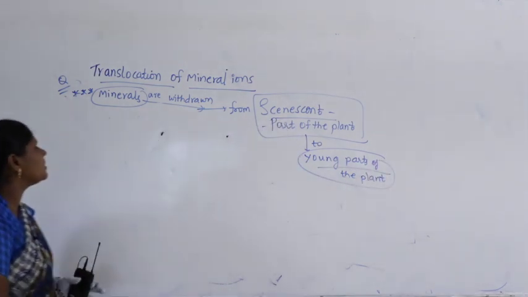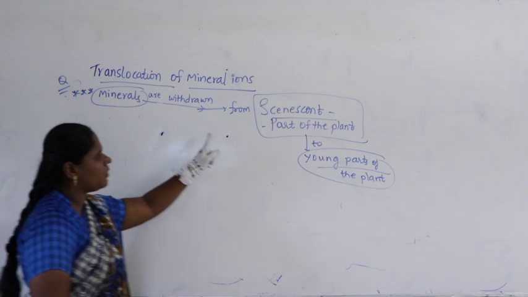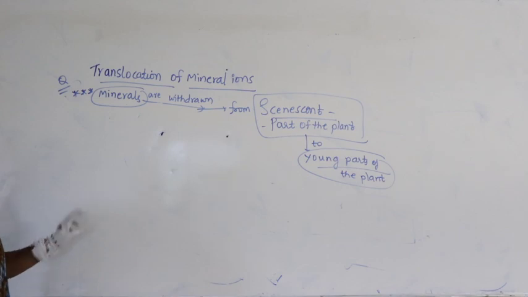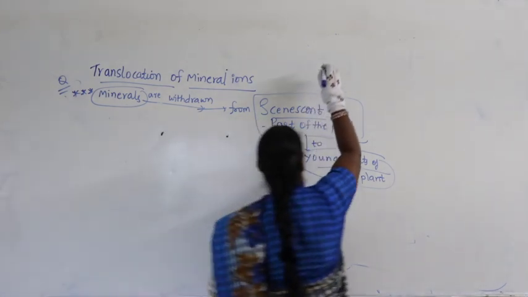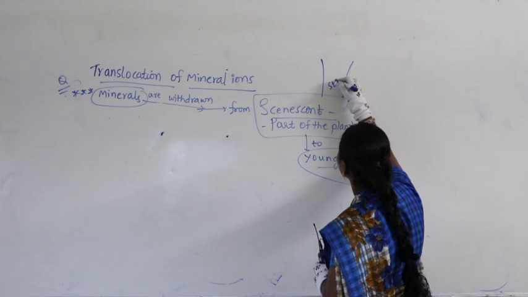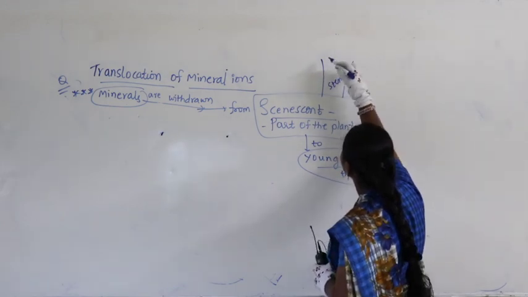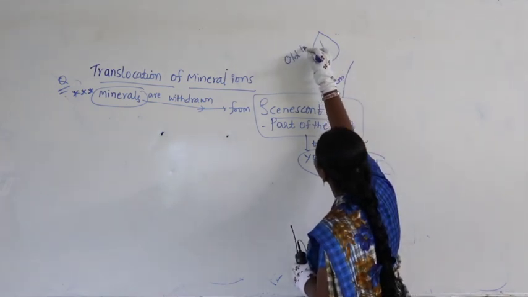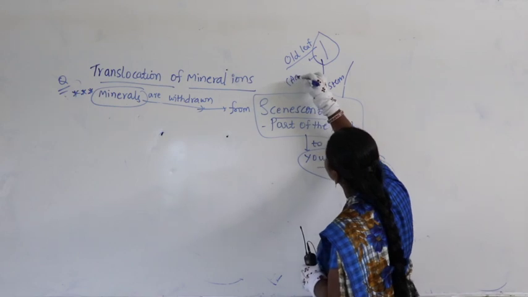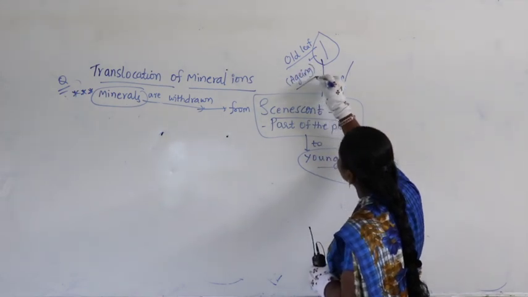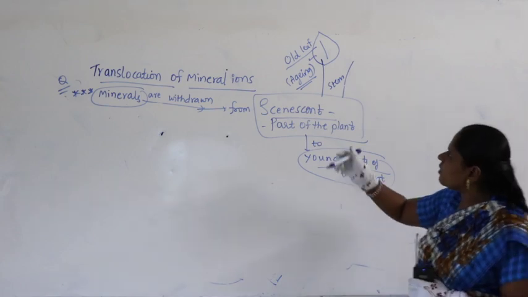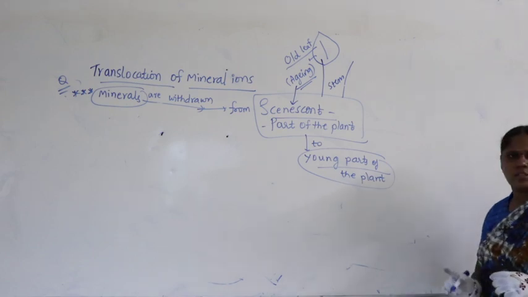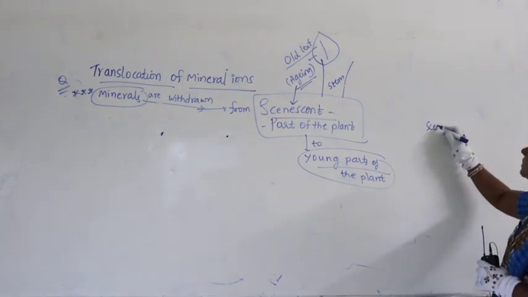What is the meaning of this? Minerals are withdrawn from the senescent part of the plant to young part of the plant. What is the meaning of the statement? For example, here the huge plant is there, stem is there. Now let us take, this is an old leaf. Old leaf means what? It is aging, it has already aged. Aging itself is called what? Senescence. Aging of the plant part is called senescence. I think we have discussed earlier also.